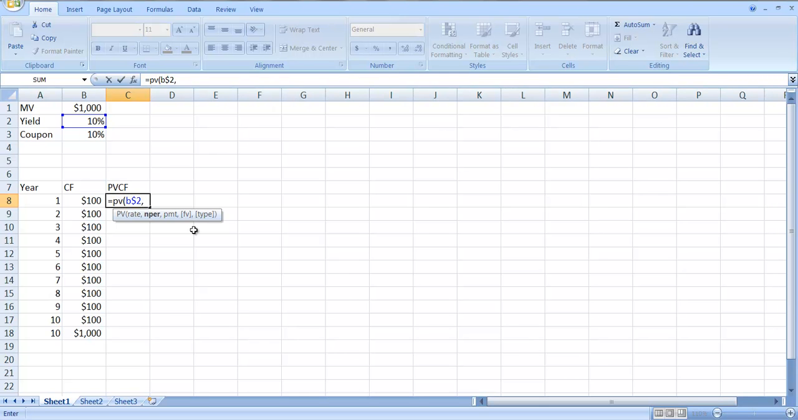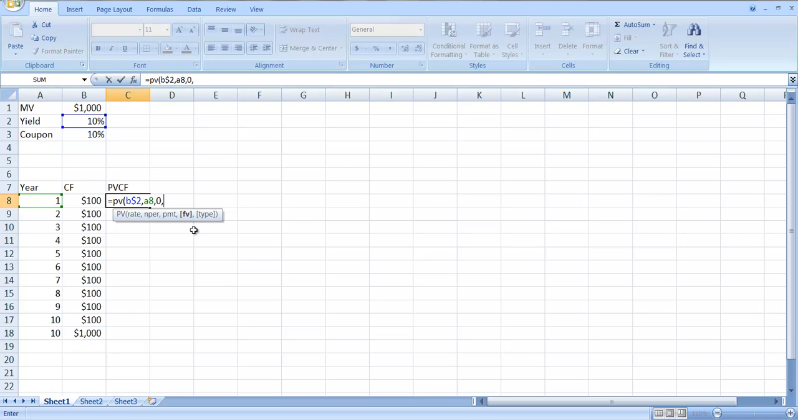The number of periods is in cell A8. Okay, for the first period, it's going to be number 1. For the second period, it's going to be number 2. I want it to change, so I'm not going to put the dollar sign in. So the next cash flow, I want it to divide by 1.10 squared, etc. There's no payment. There's no annuity.